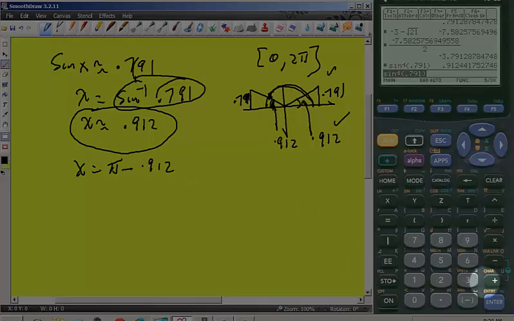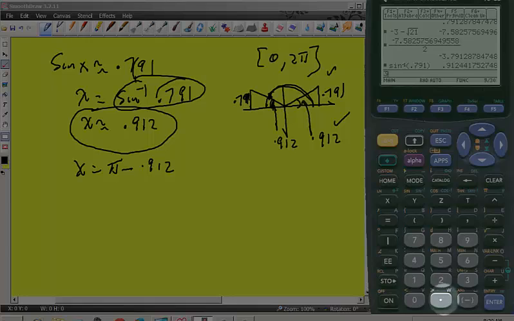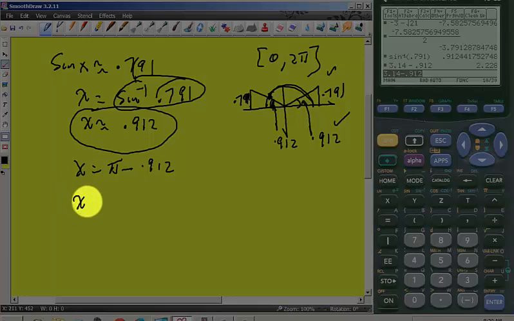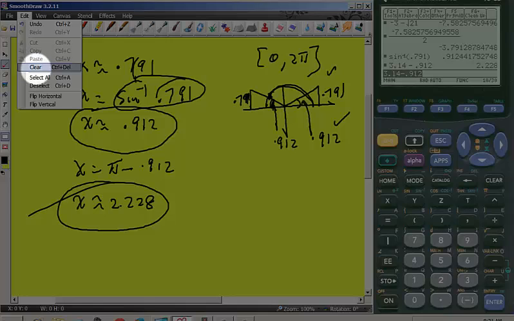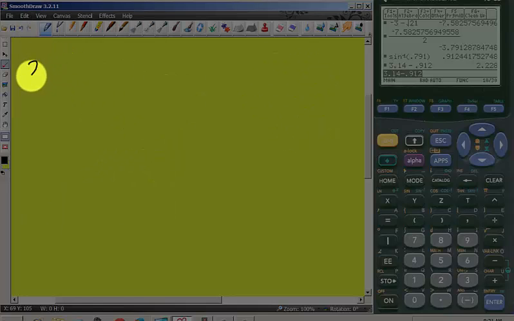So I'm going to go to my calculator, 3.14, and I'm going to subtract 0.912, hit enter, and I'm going to get x is approximately 2.228. And those are my two solutions. Okay? All right. Let's clear that. Let's go to 20.